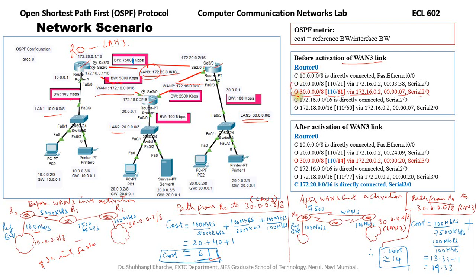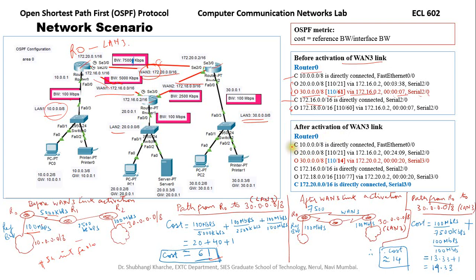O stands for the path learned through OSPF and C is the directly connected network for this router 0. Router 0 has got two directly connected networks before the activation of this WAN 3 link. The two directly connected networks for router 0 are the 10 dot network and this 170.16.0.0 network.